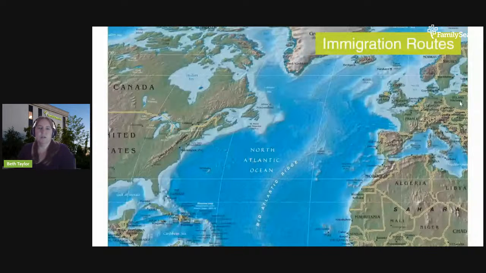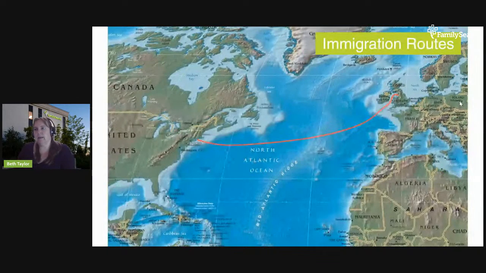The other thing you want to consider is immigration routes. How did they get to the United States? And I find that a lot of people just make the assumption that everybody came on the Liverpool to New York route. It's a pretty simple, pretty straightforward route. So most people are looking for their ancestor in the Port of New York's immigration records or their passenger lists.